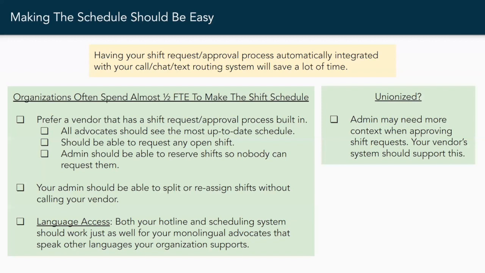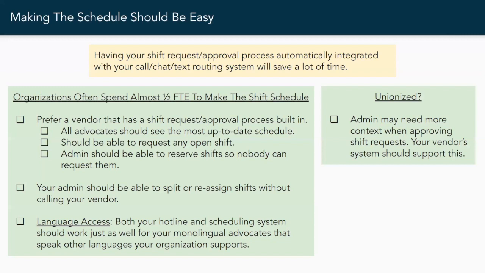One way to check whether this is actually happening, and you obviously can't check everything, is one quick test: the shift notifications that are sent out. When your admin approves a shift, your vendor system will probably have some kind of notification process that lets the requester know, hey, your shift has been approved, or your shift request has been denied. Check those messages. Are they in English only, or do they work equally well for people who speak other languages?